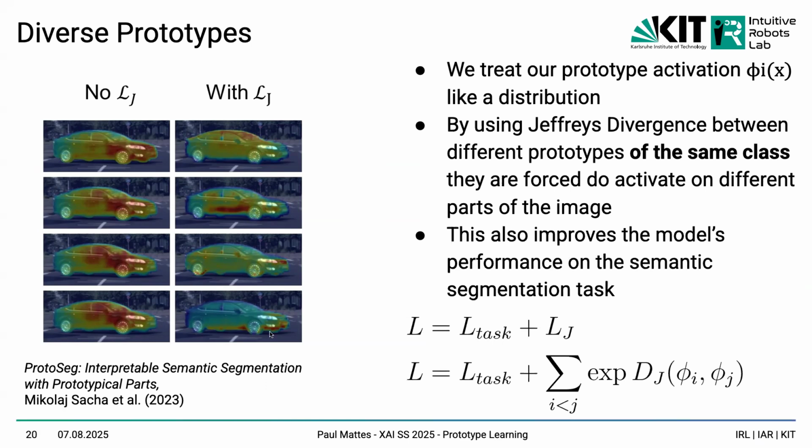So instead of having these fixed vectors, we just say, okay, our prototype activation is now a probability distribution, and we now try to separate those different prototype distributions and say, okay, this distribution should focus on this area of the image, this one and that one, and so on. And this actually also improves the model's performance on the semantic segmentation tasks. Any questions until here?